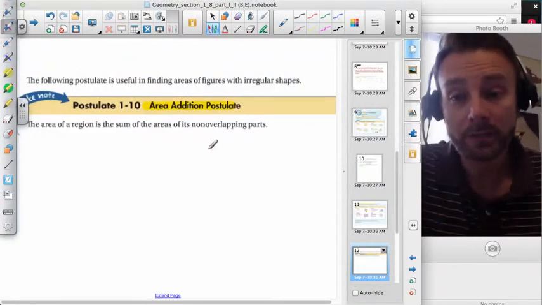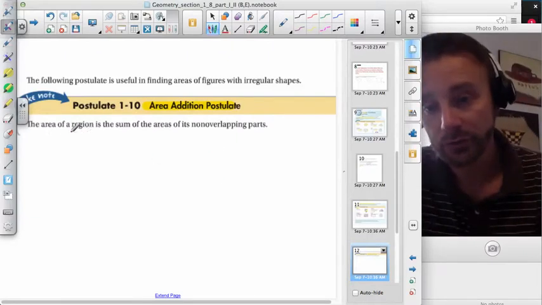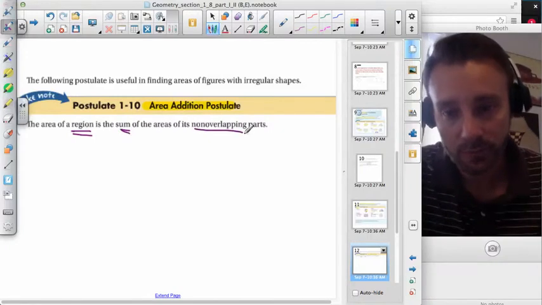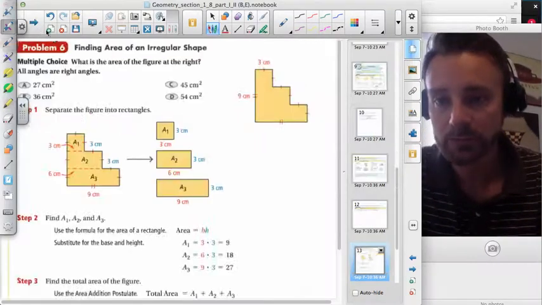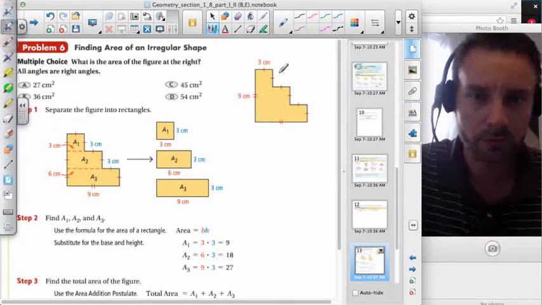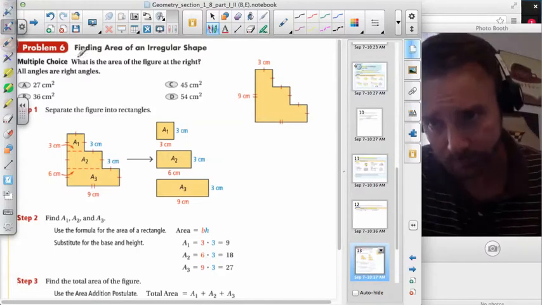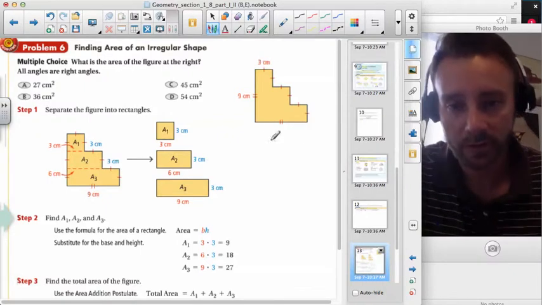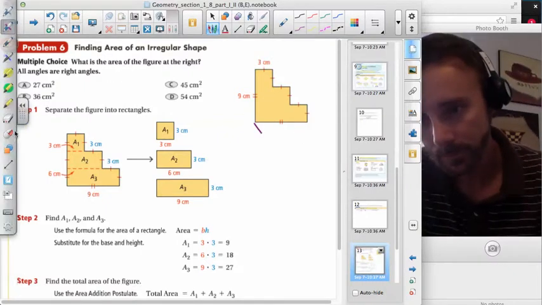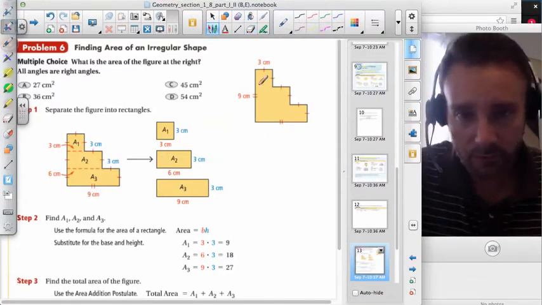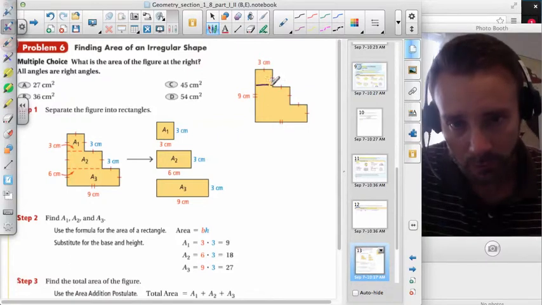Area addition postulate: the area of a region is the sum of the areas of its non-overlapping parts. I'm going to do an example, and this section is, I think, shorter than 1.7. So in this example, I need to find the area of this figure. The way to do it is to divide this figure into non-overlapping figures, so I'm going to divide it simply like this.